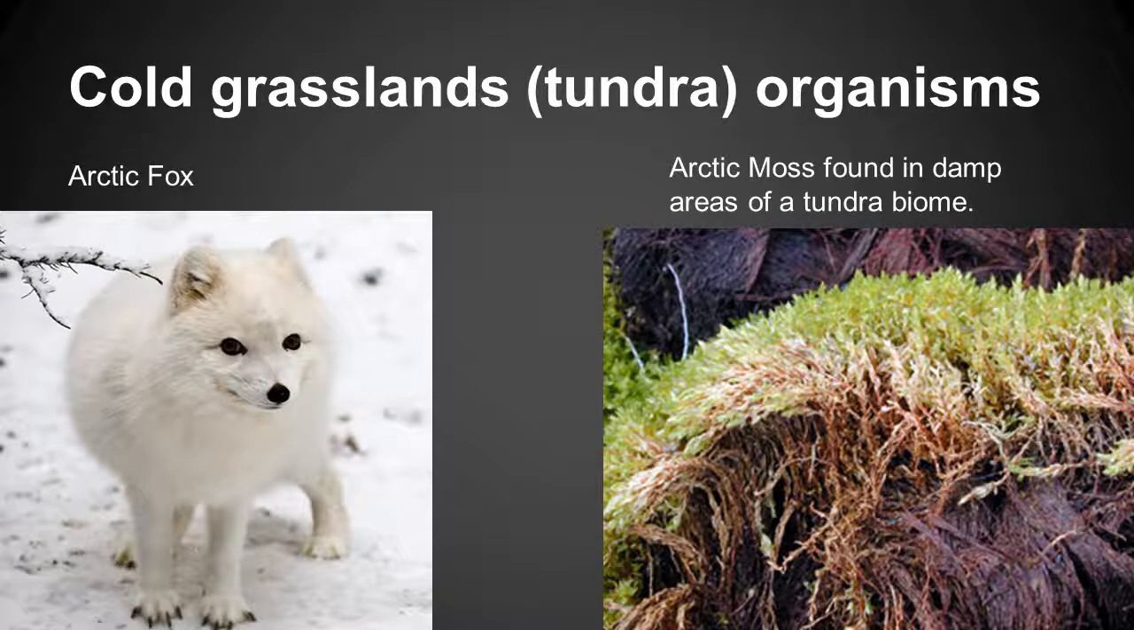Finally, an animal from a tundra or cold grassland is an Arctic fox. They are able to survive in the harsh cold due to their thick fur, short ears, and their short muzzles. They live in burrows, which also allows them to keep warm.